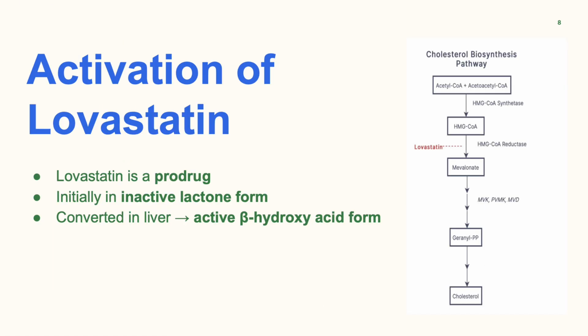An important detail about lovastatin is that it is a prodrug. This means that when it's first administered, it is inactive. It exists in a closed ring structure called a lactone form. Once it reaches the liver, enzymes then convert it into its active form, a beta hydroxy acid. This active form is structurally similar to HMG-CoA, which allows it to interact directly with the enzyme HMG-CoA reductase. So, activation in the liver is a crucial step before the drug can actually exert its effects.